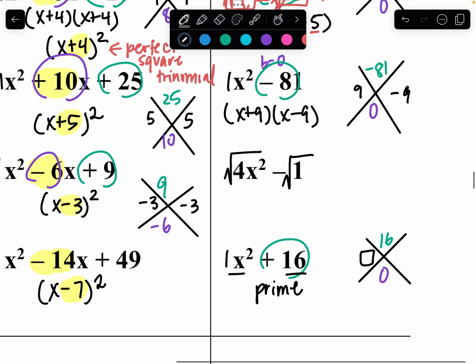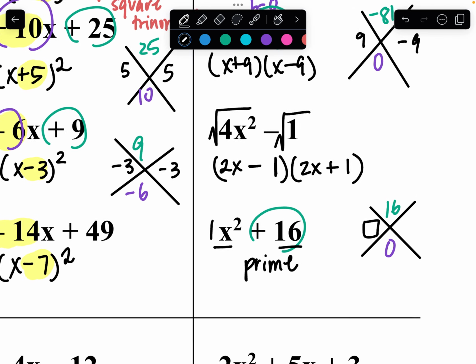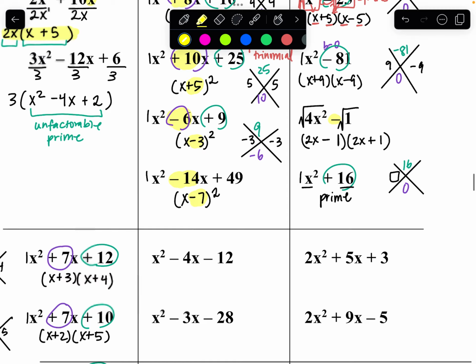And so if we use that method here, the square root of 4x squared would be 2x. Square root of 1 is just 1. And then because the middle term was 0, you know you're going to have the minus and the plus. Kind of like with complex conjugates, that middle term canceled. And so the key is you have to recognize that it's minus.